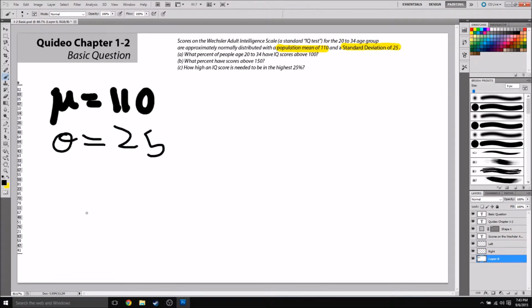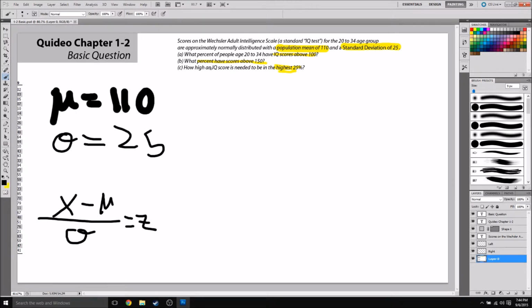We need to know how to calculate a z-score. So I'm going to write the z-score formula, which is our value minus our population mean, divided by standard deviation, and that will equal the z-score. In our three questions, we need to find the percent of people aged 20 to 34 that have IQ scores above 100, the percent that have scores above 150, and how high an IQ score is needed to be in the highest 25%. So we need to find z-scores for the first two, and then find what value is in the top 25%.